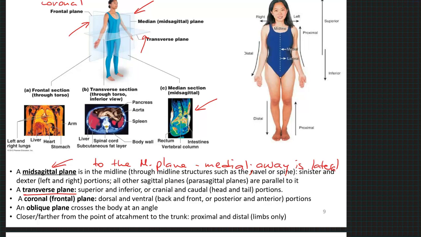Whatever is on top is either superior or cranial. For instance, your neck is superior to your chest. You can say that your neck is cranial to your chest. Most people use superior and inferior. Okay? Clear? In the same fashion, your neck is superior to your chest, but your abdomen is inferior to your chest.